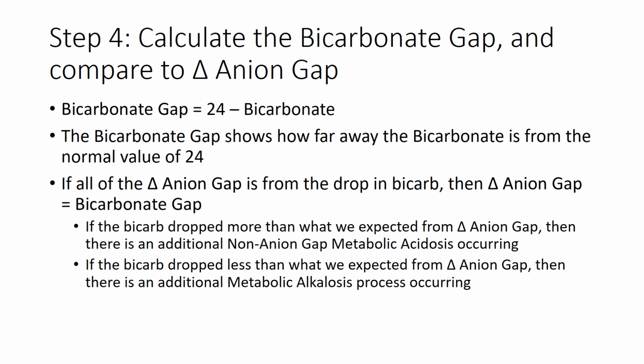If they're not equal, then we know that there's an additional metabolic process going on. If the bicarb has dropped more than what we expected from the delta anion gap, then we're losing more bicarb than we thought, so there's an additional acidosis occurring, and it's a non-anion gap metabolic acidosis. Conversely, if the bicarb has dropped less than what we expected from the delta anion gap, we're holding on to bicarb, hence there's an additional metabolic alkalosis process occurring. This might be a little bit clearer when we do a couple of examples, but it's an important concept to understand.